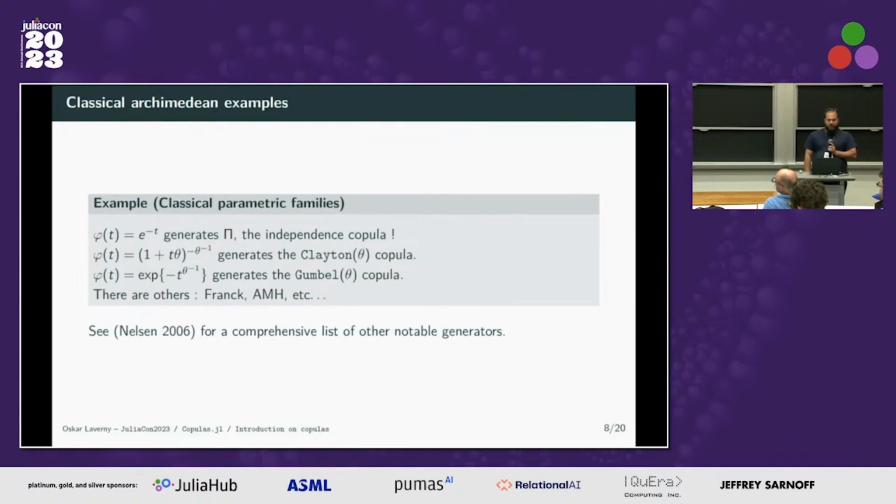So there are some classical parametric families of generators. The first one is e to the -t, which generates the independent copula. There is also the Clayton, the Gumbel, the Frank, the Ali-Mikhail-Haq, I think it's the name of the third one. I don't remember. And there is a lot of them. There is a paper from Nelsen in 2006 that gives a very comprehensive list with more than 30 of them, of notable generators that are used and that correspond to models that people actually use from time to time.